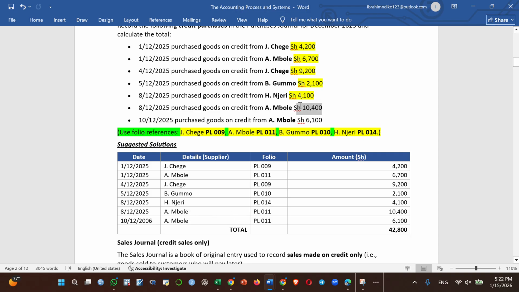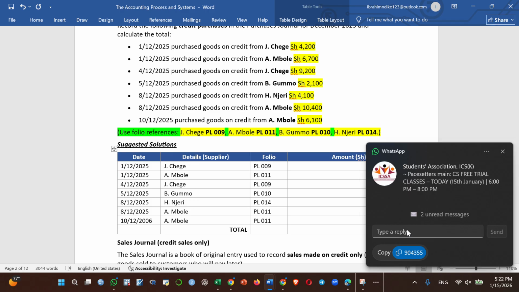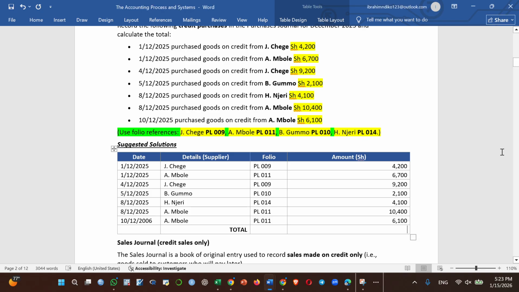Then on date 8, we have Mbole made a credit of 10,400. You can see here we have 10,400. Mbole reference number is PL11. Then still Mbole also did another purchase on credit of 6,100. Then you add the total. So let me confirm this is the total. So we add 4,200 plus 6,700 plus 9,200 plus 2,100 plus 4,100 plus 10,400 plus 6,100. So I'm getting 42,800. I think that was what was there.